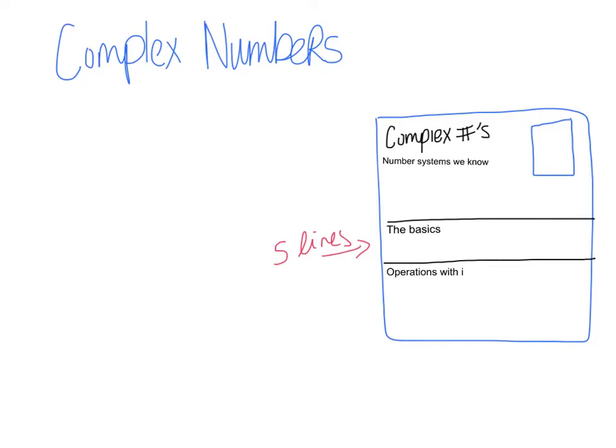For today's video, we're going to be talking about complex numbers. You're going to have a section at the top of your notes called Number Systems We Know, about 5 lines in the middle called the basics, and the rest of your notes will be called Operations with i.